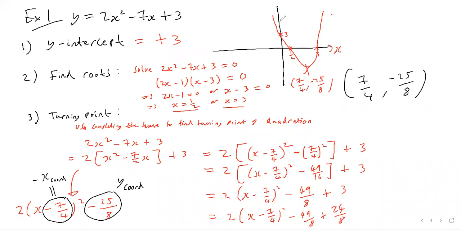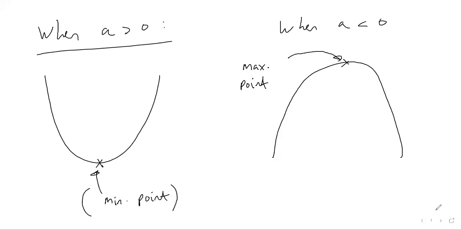So obviously that's the x-axis, that's the y-axis, and this is a sketch of y equals 2x squared minus 7x plus 3. Okay, great, so we've done that. Let's do example 2 now.